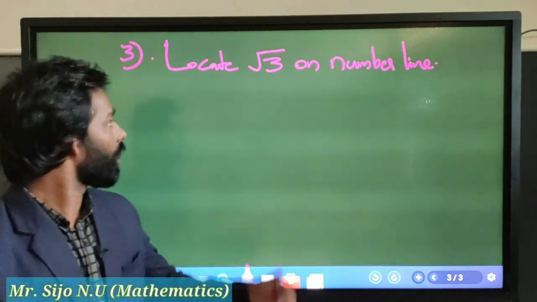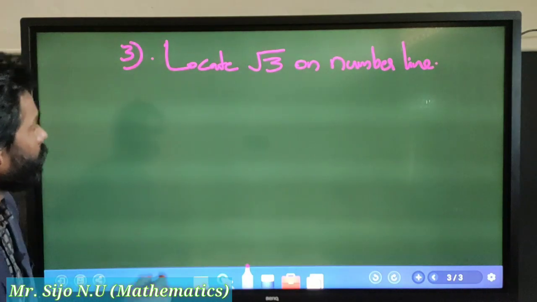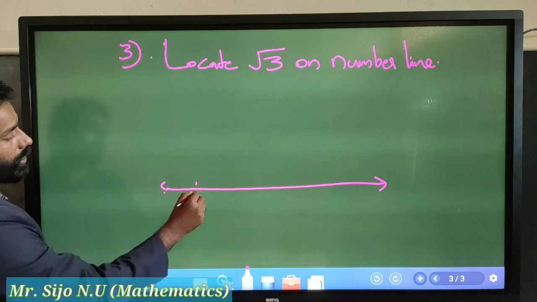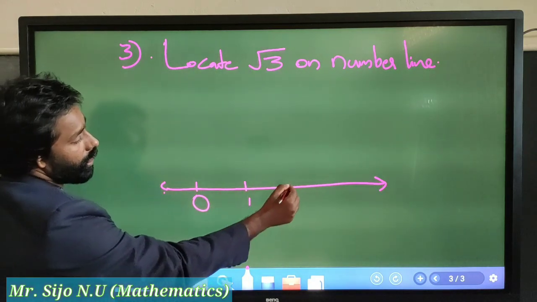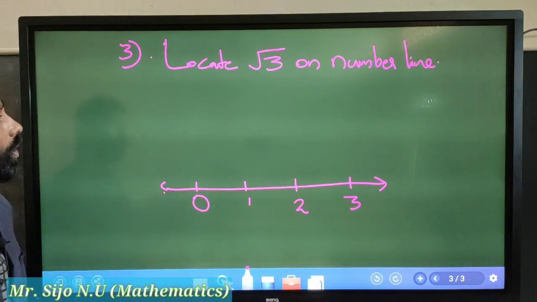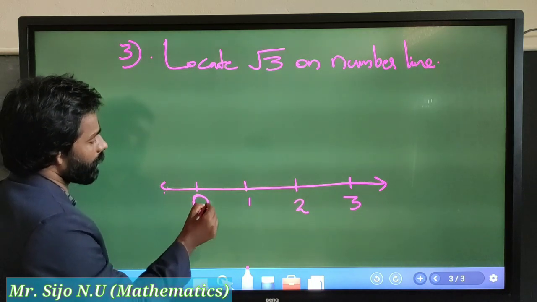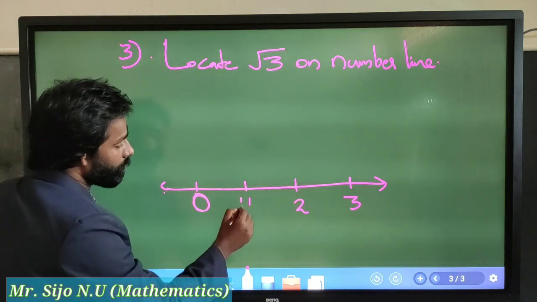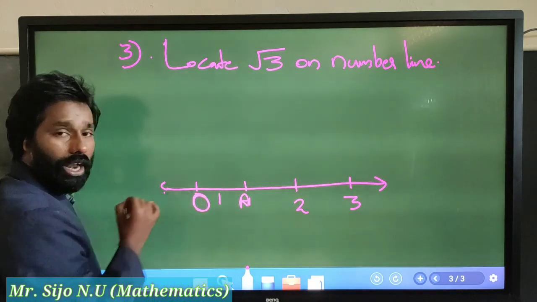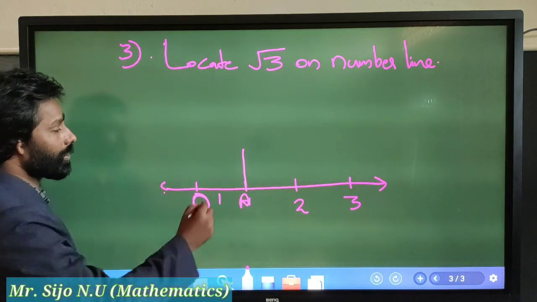Yes, now we can discuss how to locate root 3 on number line. Well, for that, first we have to draw the number line. Here it is 0, here it is 1, here it is 2, here it is 3, and so on. Now what we have to do first? So of course, here this 0 we can consider as O, and here this 1 we can make it as A. Well, now this is a unit length.